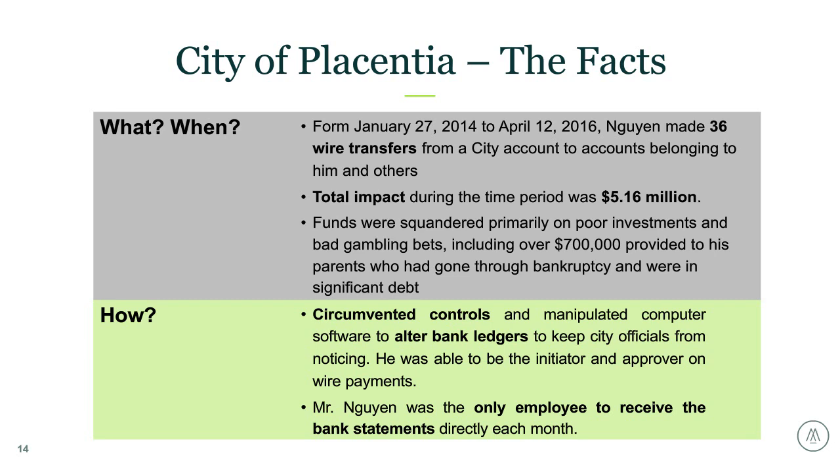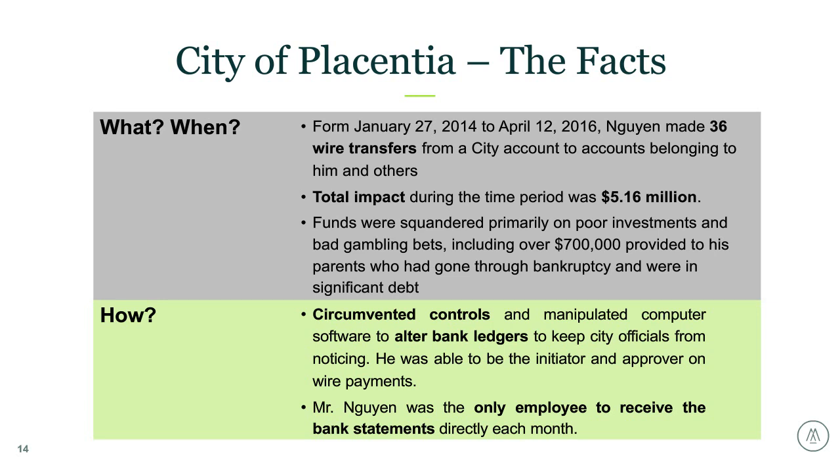Well, Michael saw opportunity in several areas. First, he had access to alter the ledgers in the city's financial systems to cover up the payments. That way, he could alter who the payments were being made to and at what amount. Second, he had access to the bank statements. Now, normally that wouldn't be an issue, but in this case, Michael was the only employee who received the statements directly.